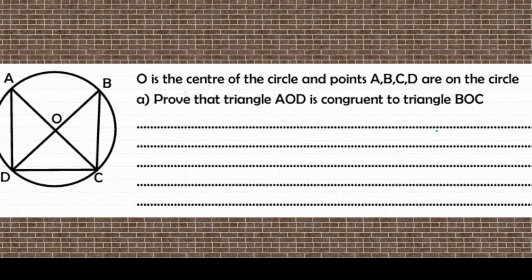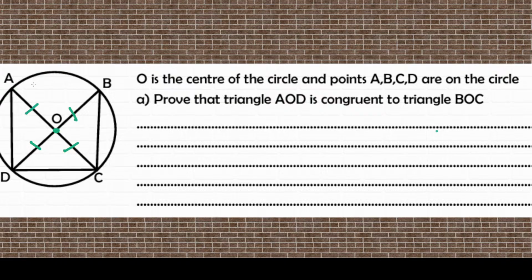Right, let's see how to do this question. We have been asked to prove that triangle AOD is congruent to triangle BOC, and we have been told O is a center. The moment you know O is a center, you have to realize that OA, OB, OC, and OD all of them are radii of the same circle. So OC is equal to OD. Why? They are radii of the same circle, equal to OB, OA.